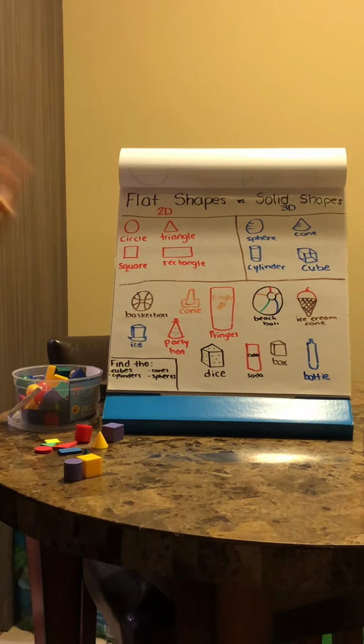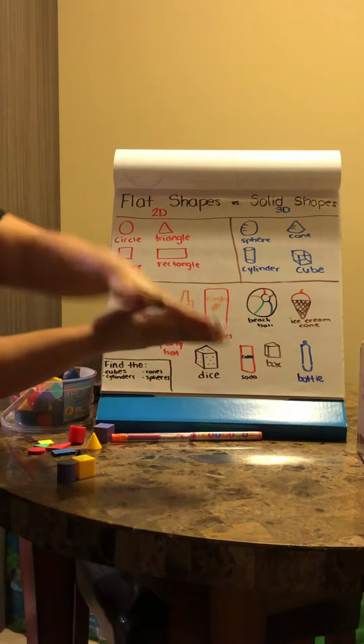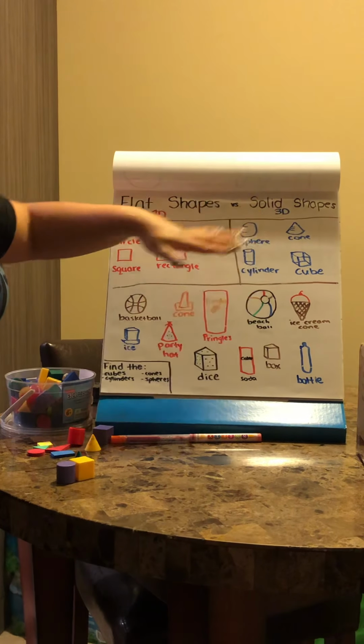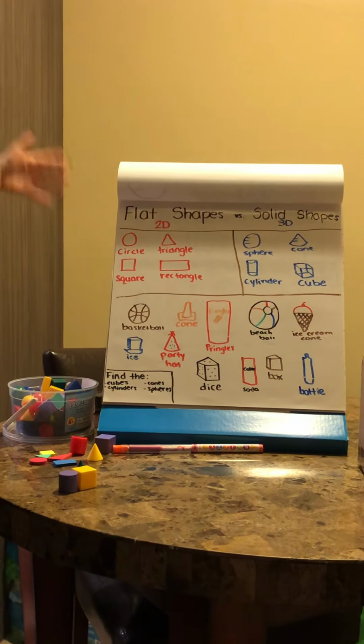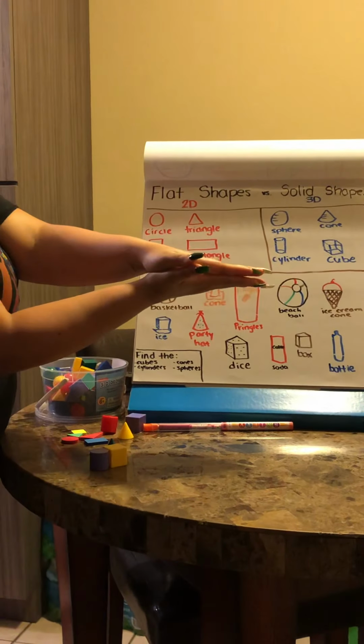Flat shapes versus solid shapes. So flat shapes, we learned those in the last chapter. They're 2D shapes. 3D shapes are solid. So 3D shapes are solid, they're fat. And 2D shapes are flat.